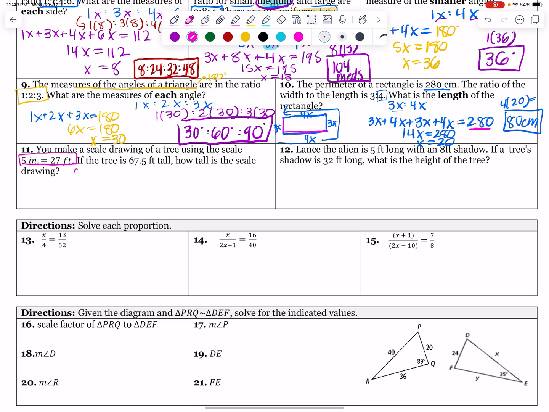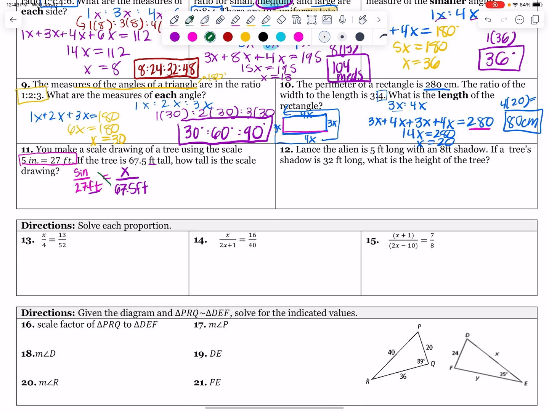All right. Next problem says you make a scale drawing of a tree using the scale 5 inches equals 27 feet. So you see this a lot on a map. 5 inches represents 27 feet. So it says if the tree is actually 67 feet tall, how tall is the scale drawing? So when I go to create a proportion here, I want to put the feet across from the feet here. So that is in feet. It wants to know, well, how many inches is that? So we're going to put an X there. We don't know how tall is the scale drawing of the tree.